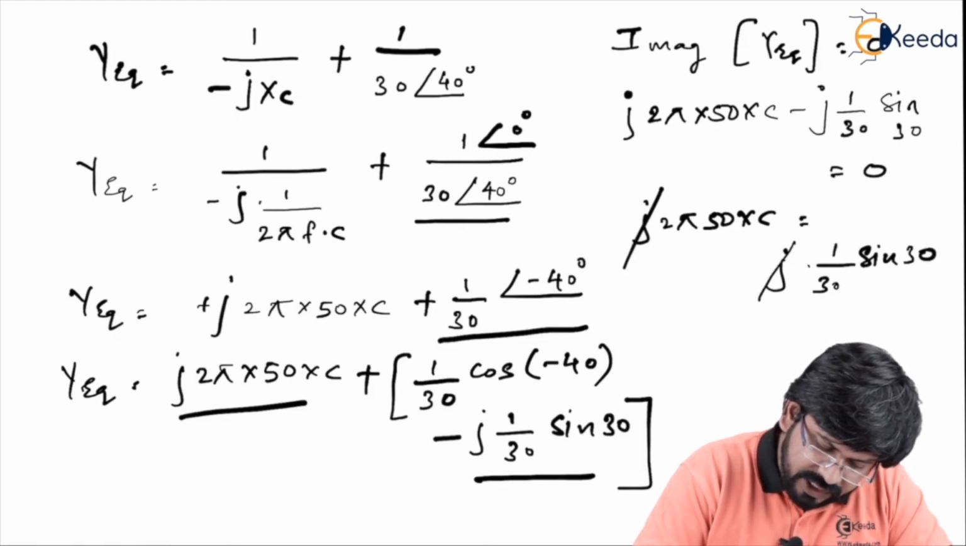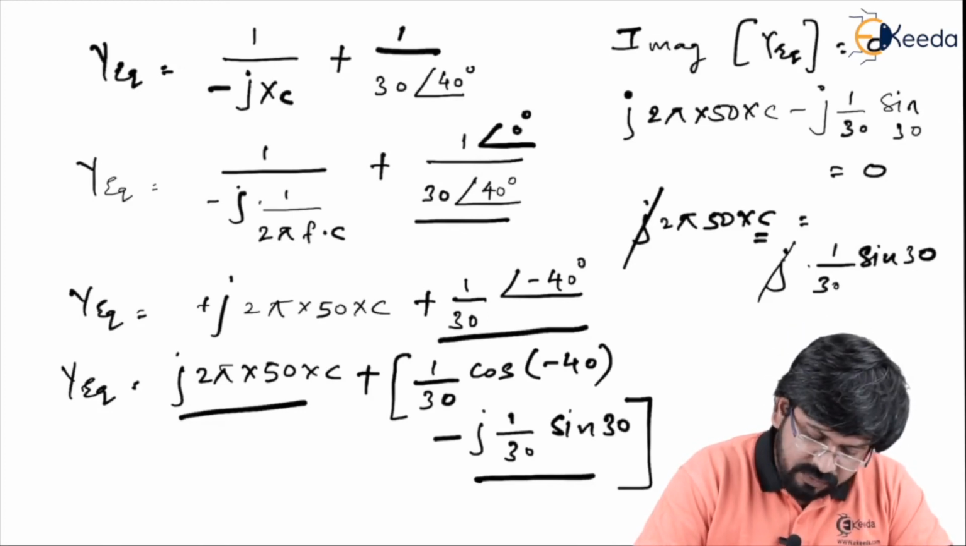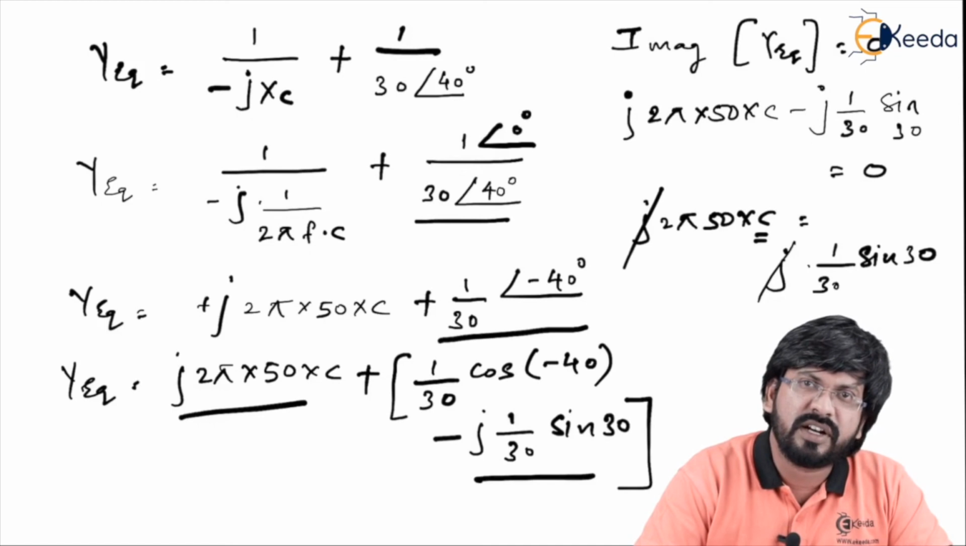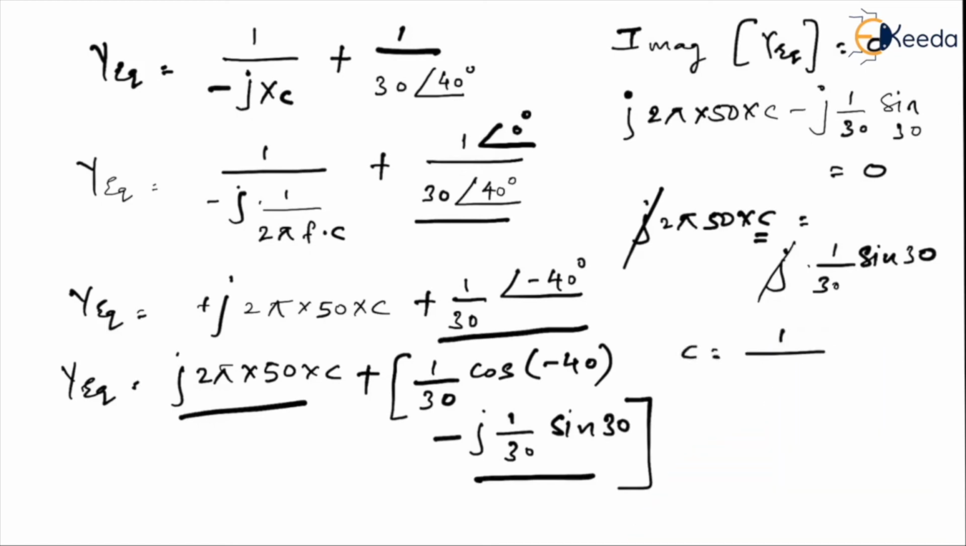Here J and J will get cancelled. What we want is the value of C at resonance, and this equation is valid only under resonance. So C is equal to 1 upon 2 pi into 50 multiplied by 30 sine of 40. Finally, if you calculate this, you'll get the value of C as 68.2 microfarad.